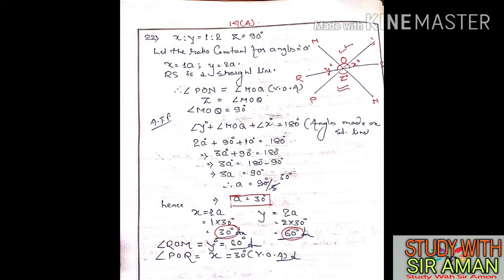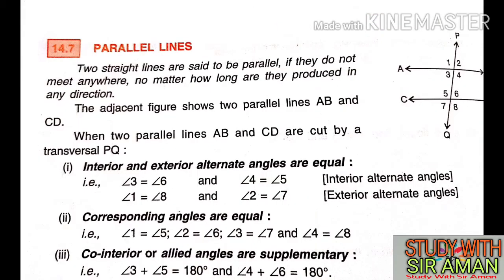So what is the value of X? 1A, so 30. What is the value of Y? 2A, so 60. Like this you can solve this question very easily. Okay, once more you see the question. Clear? Now we are going to start the new exercise based on parallel lines.